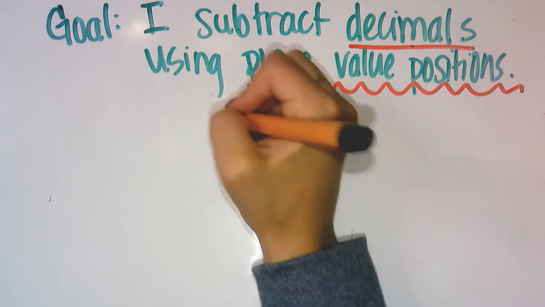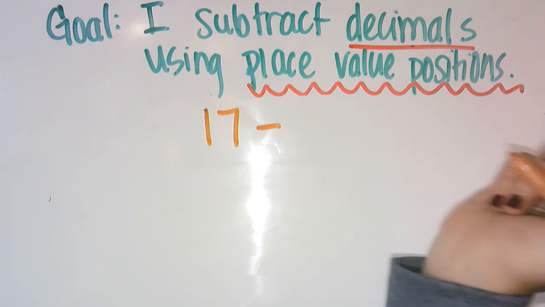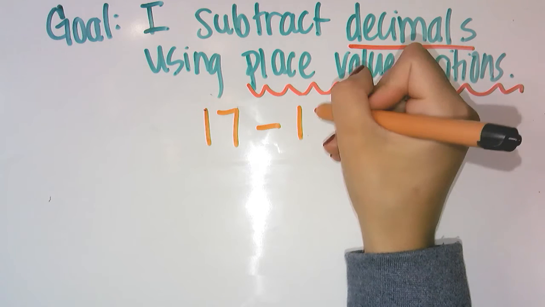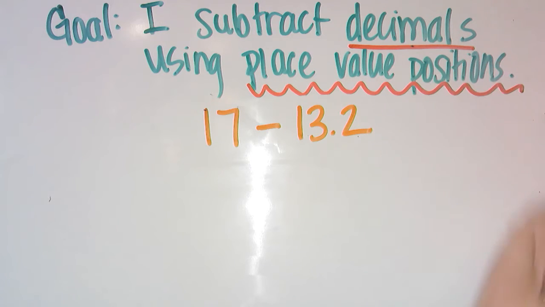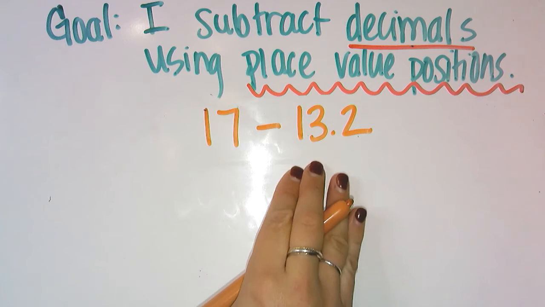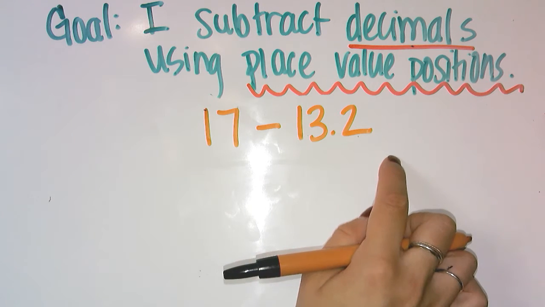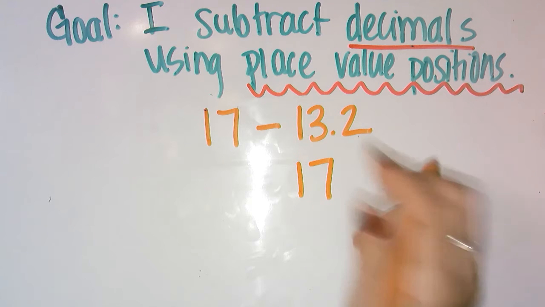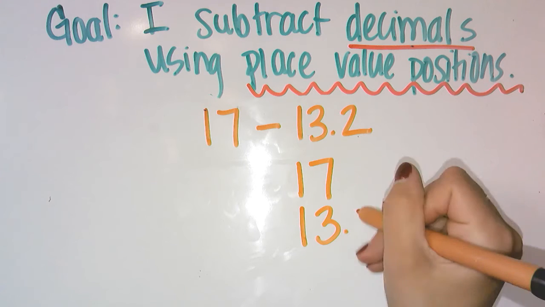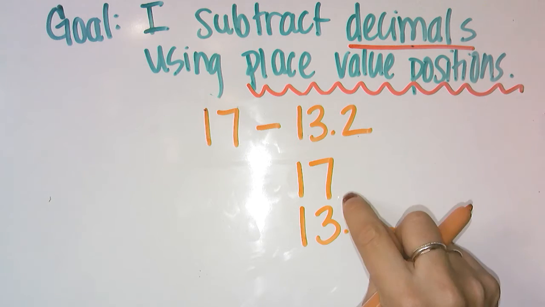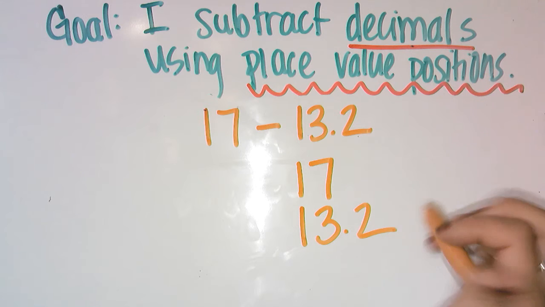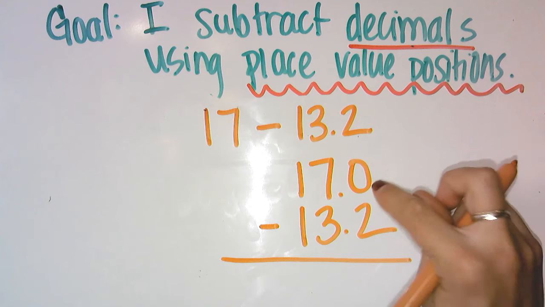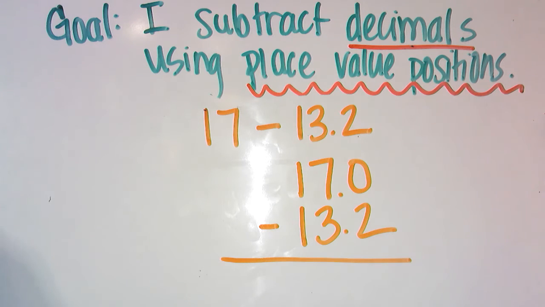So the most important thing we need to remember is that when we line numbers up to either add or subtract, we need to line up their place value positions. So here I have 17 minus 13 and 2 tenths. So right off the bat, I can line up 17 and then 13 goes right below that and I have 2 tenths. Now I have 0 tenths next to my 17. So I need to remember to write my decimal point and a 0 here as a place value holder. And then I'm going to start my subtraction process.